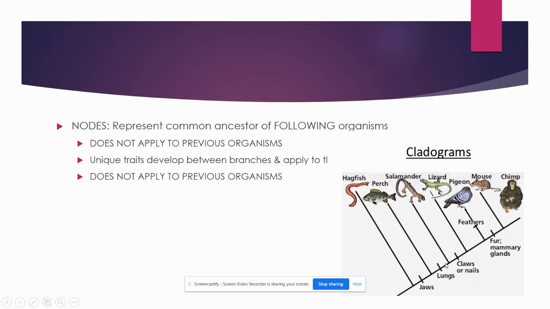I might ask you guys a question like, which organisms have claws or nails? And you would go look at the claws or nails branch right there, and you would say lizard, pigeon, mouse, and chimp. Okay? I want you guys to drop me a question on the Padlet if that is not making sense, and we can schedule a time to chat about it. Okay?